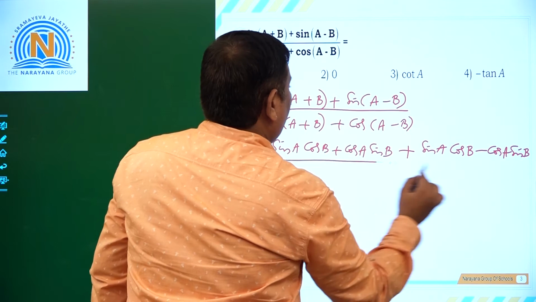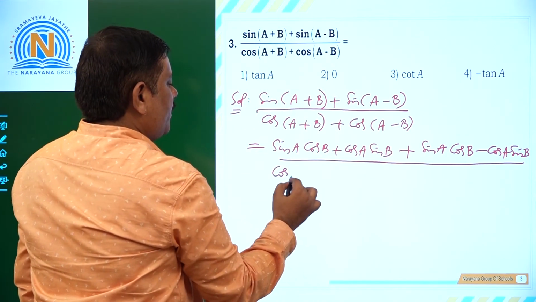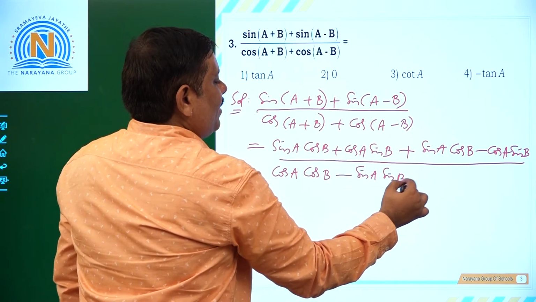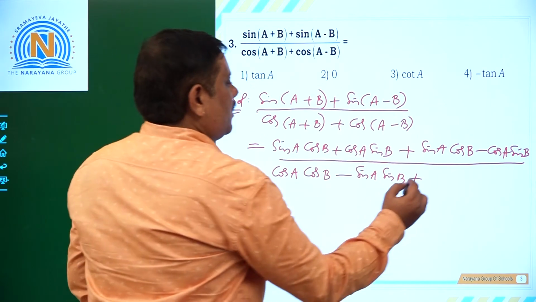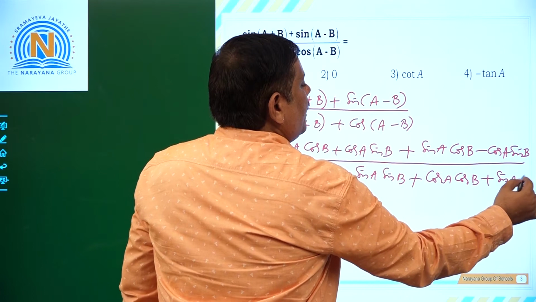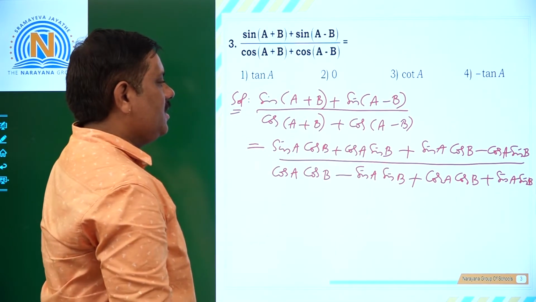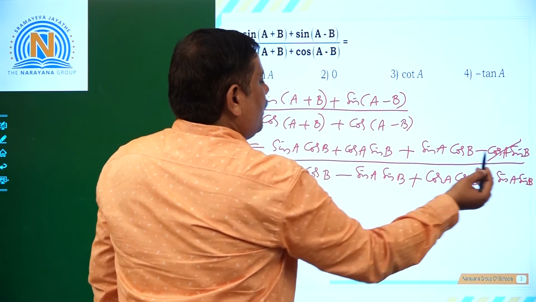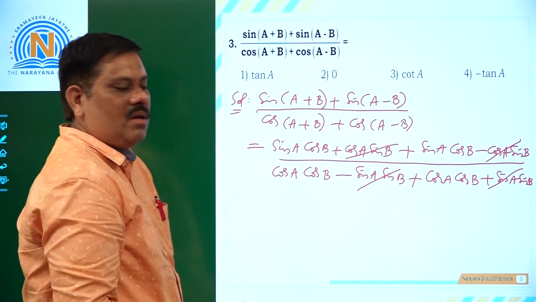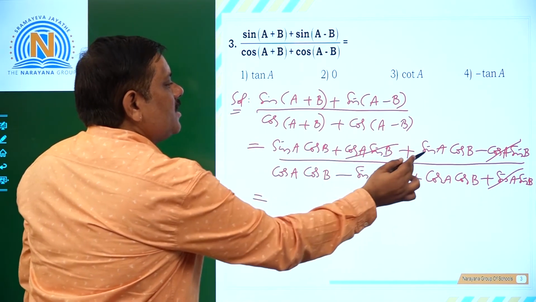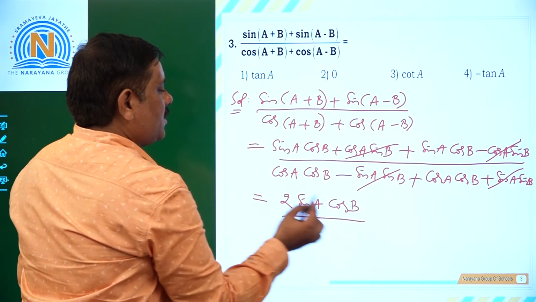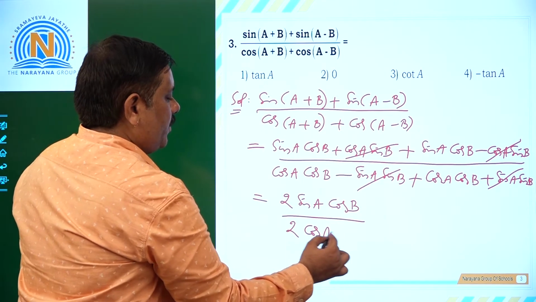Similarly cos A plus B expansion is given as cos A cos B minus sin A sin B plus cos of A minus B. What is cos of A minus B? Cos A cos B plus sin A sin B. Next, see, if you look at that, it is minus cos A sin B plus cos A sin B. They will cancel. Here minus sin A sin B plus sin A sin B cancels. What is remaining now? Sin A cos B, sin A cos B. So 2 times sin A cos B. In the denominator, what is remaining? 2 times cos A cos B.